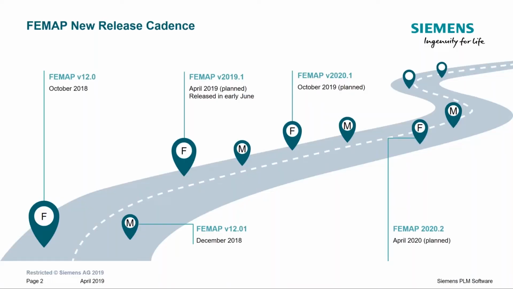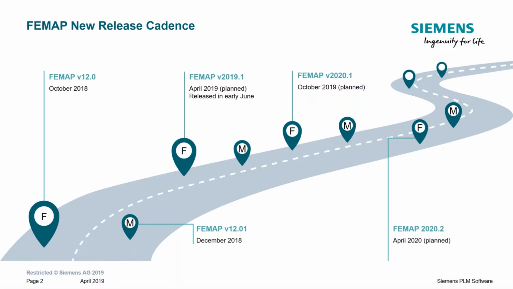Last fall we released Femap 12. We did a 12.01 release in December. We have released Femap 2019.1, and then at the end of July, we released the 2019.1 Maintenance Pack 1. We're in the process of wrapping up coding on V20.1. In fact, that'll be completed this week, and then we'll go into about a 2-week period of internal alpha and then beta, and the plan is to release V20.1 the end of October.